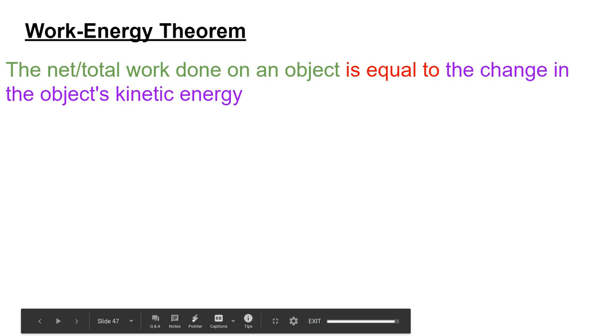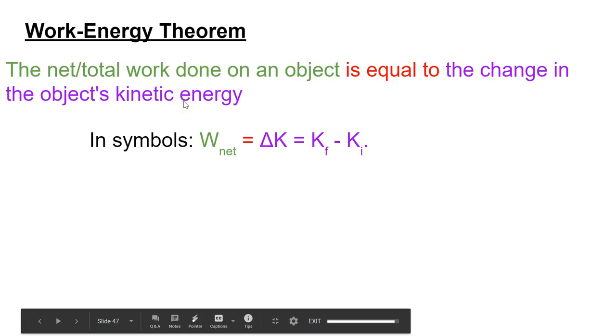Okay, so let's continue with the work energy theorem. What does the work energy theorem say? The net work, or the total work done on an object, is equal to the change of the object's kinetic energy. I think if we do that in symbols, it will be easier for you to understand. The net work done, W net, is equal to the change in the object's kinetic energy.